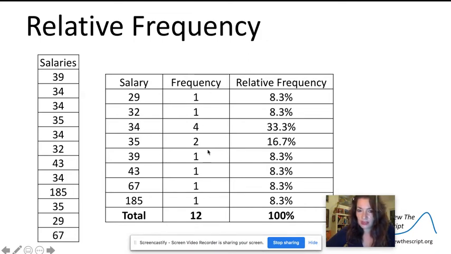So we can be given a table with frequency. We can also be given a table with relative frequency. So relative frequency right here would mean 1 out of 12, which is 8.3%.